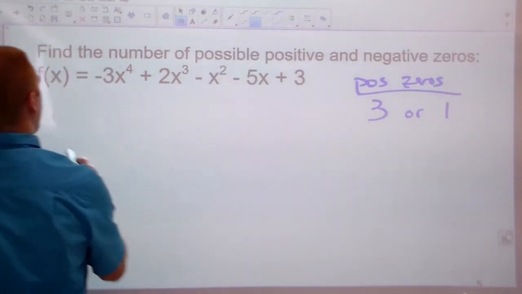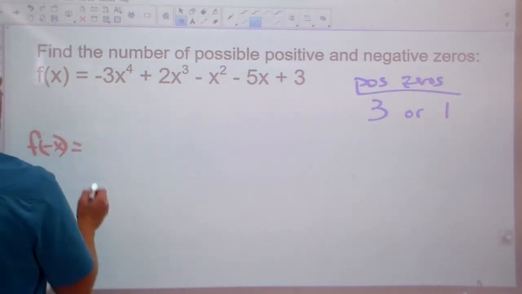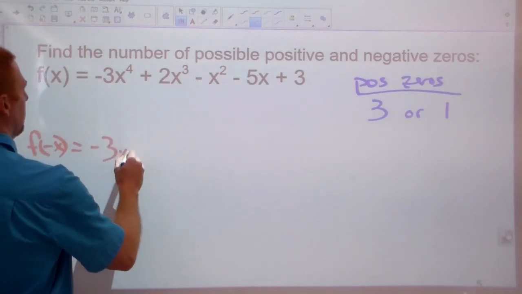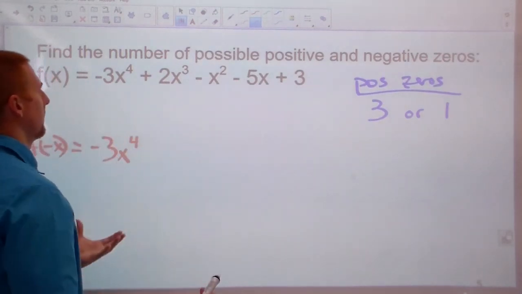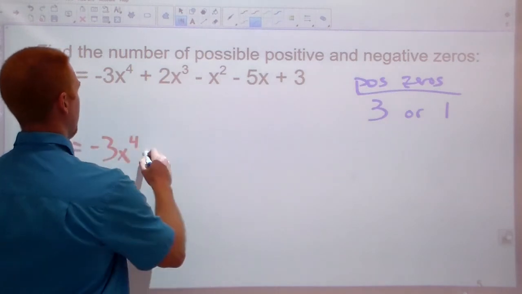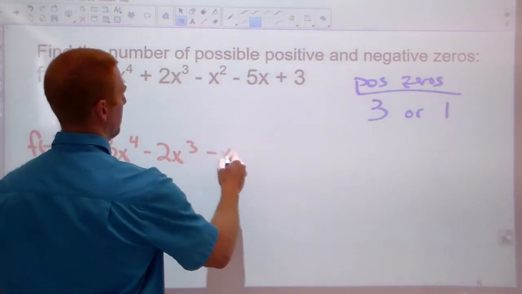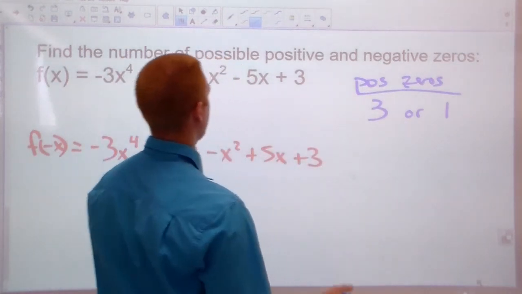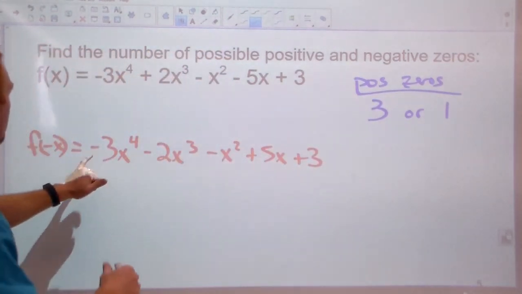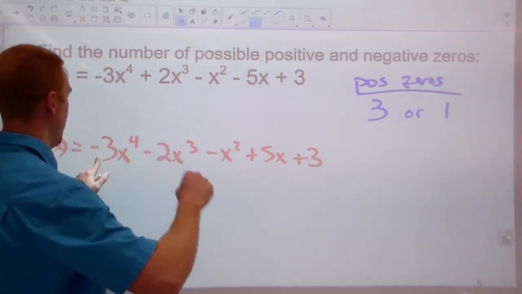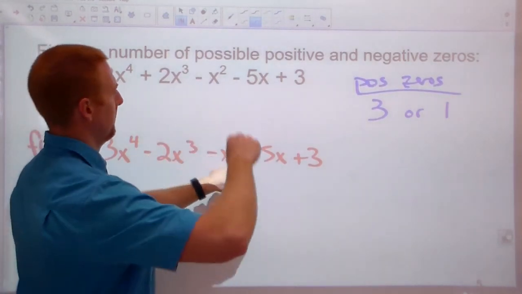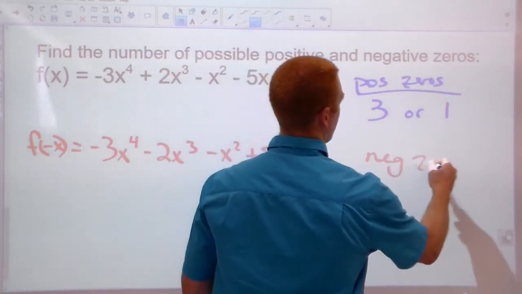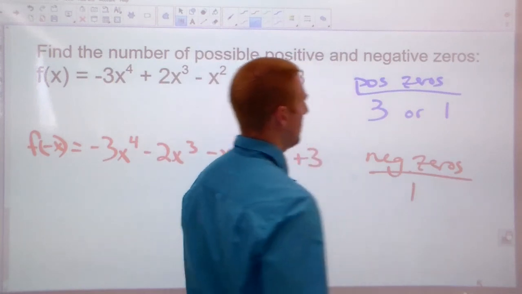All right, now f of negative x. So I put in negative x here, raised to the 4th. Sign stays the same. So negative 3x to the 4th. And again, what's really going to happen is all your odd powers change signs. So once you get that idea, you don't have to do a whole lot of work here. You'll probably be able to do this in your head. So let's count them. It's negative, it's negative, it's negative, went positive, stay positive. One sign change. So for your negative zeros, you have 1.